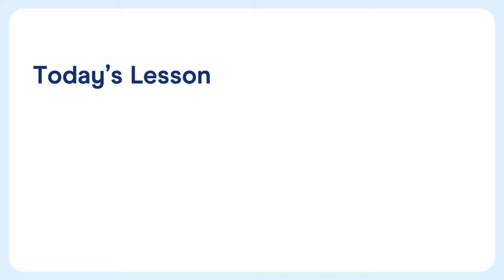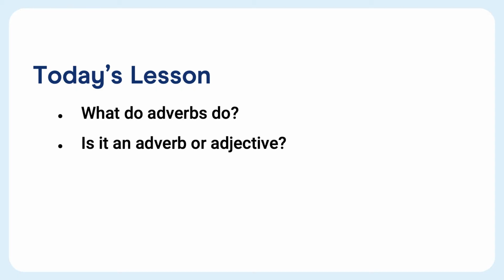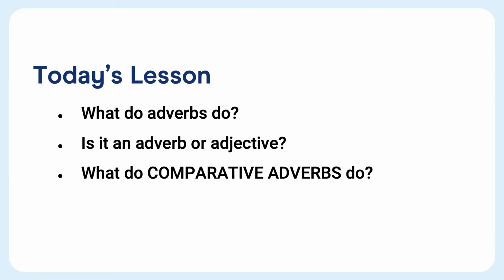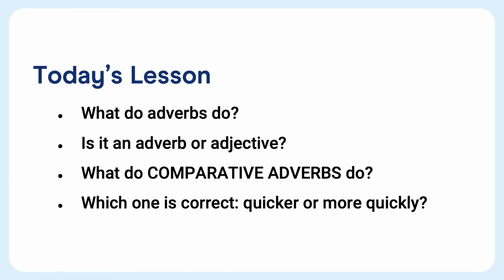Let's take a look. So in today's lesson, we'll learn what adverbs do. We need to understand if the word you're looking at is an adverb or an adjective, because it might be the same word like fast, but is it functioning as an adverb or an adjective? And then we're going to take a close look at what comparative adverbs do and why we use them. And then we're going to answer a tricky question, which is, which one is correct? Do we say quicker or more quickly? Do we say slower or more slowly?